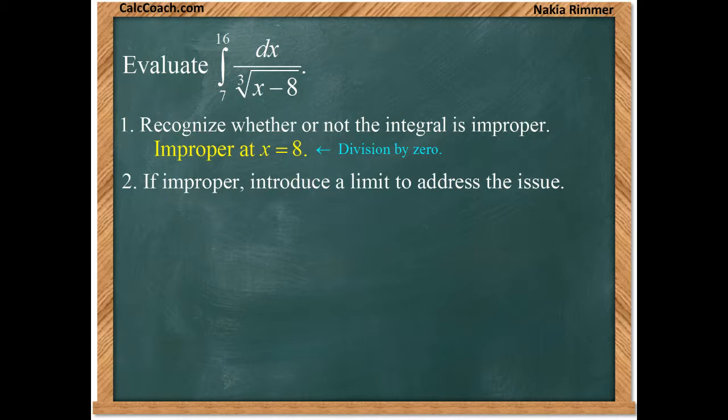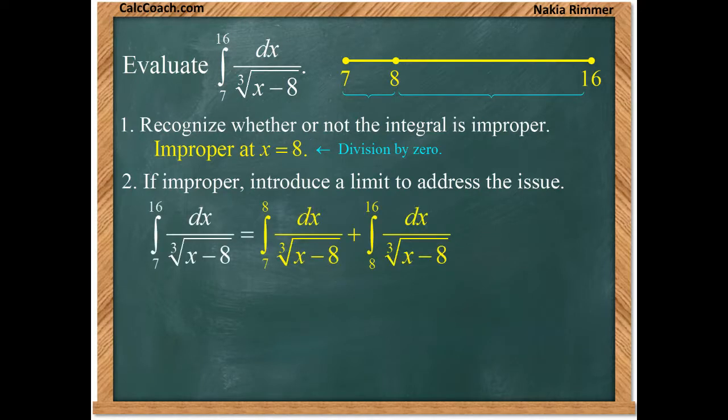Because it's improper, we'll have to introduce a limit. So what we'll do is take the interval, which is from 7 to 16, and break it into 2. We'll go from 7 to 8, and then from 8 to 16. And so when it comes to allowing x to equal 8, we can't do it. So we introduce a limit and let some variable approach 8.